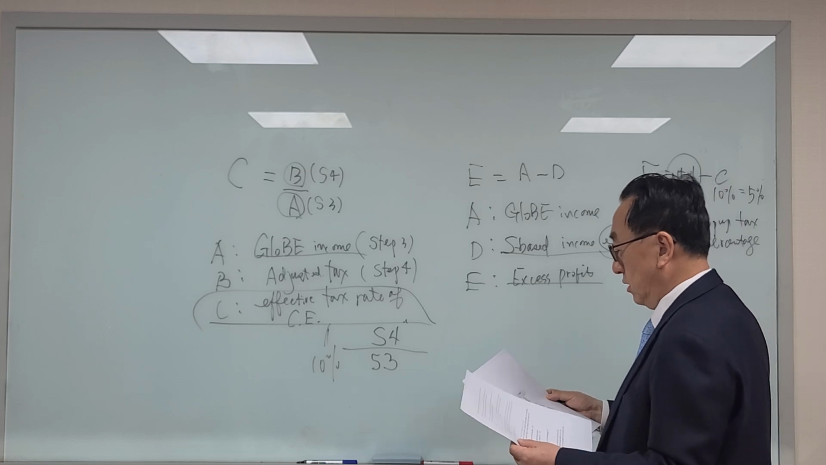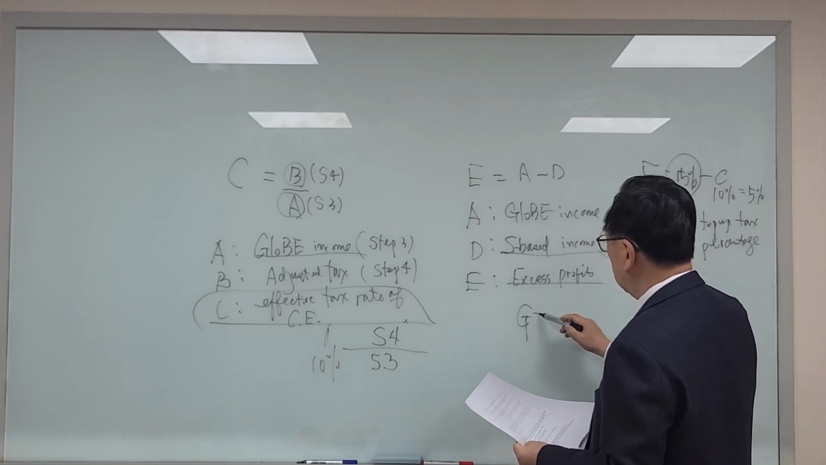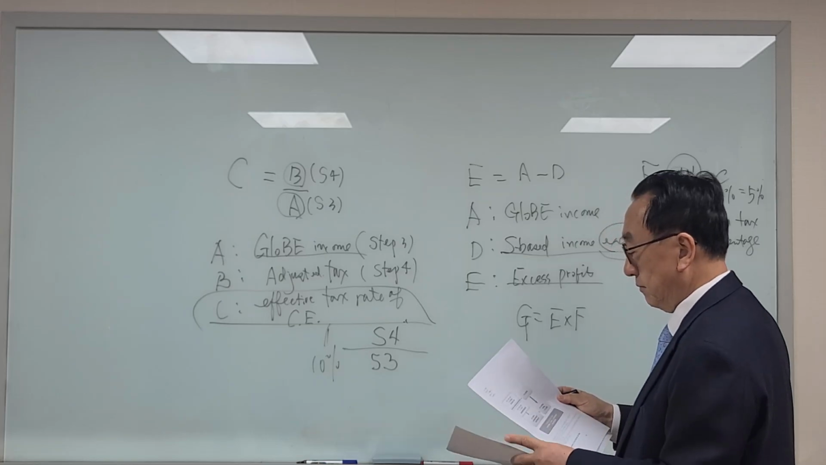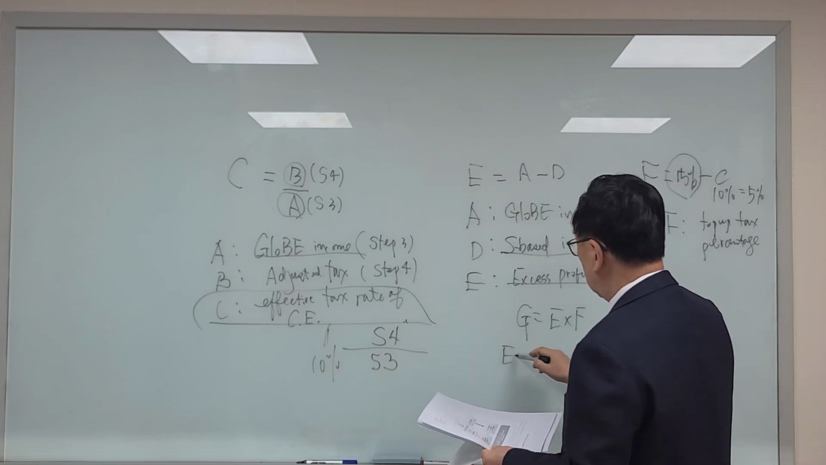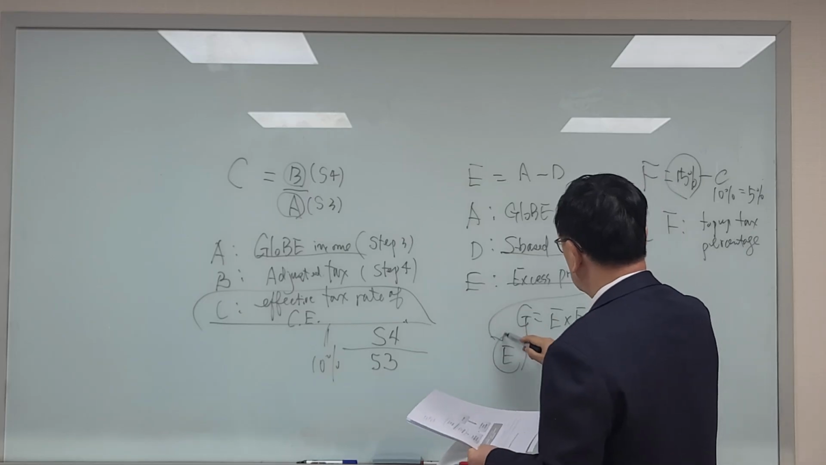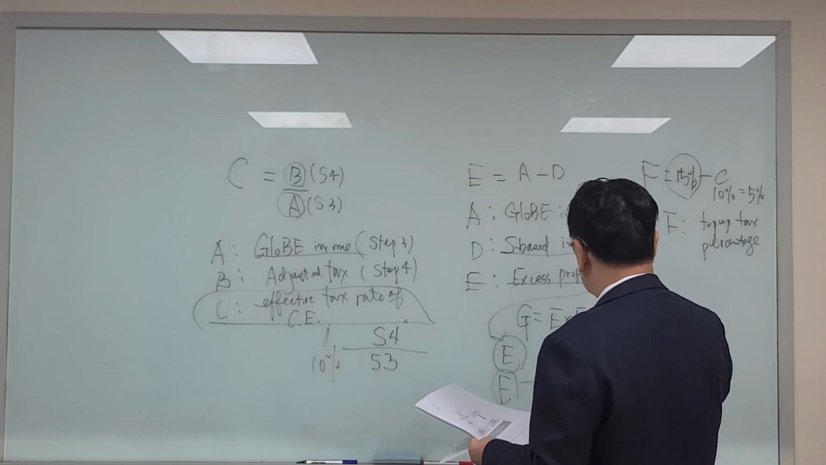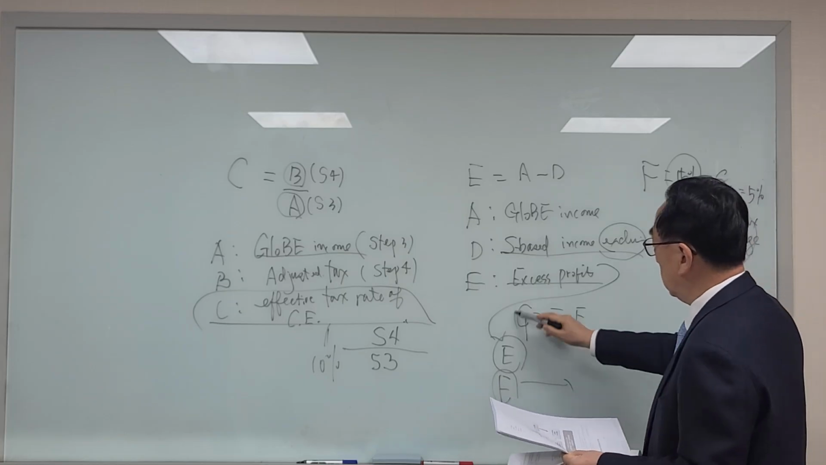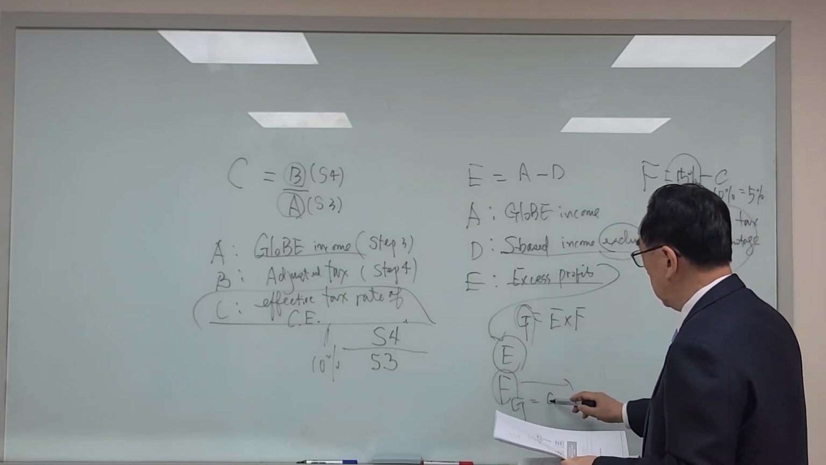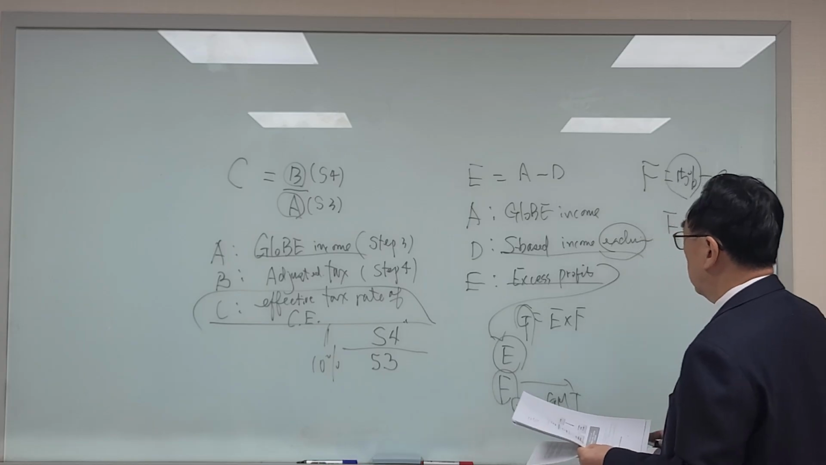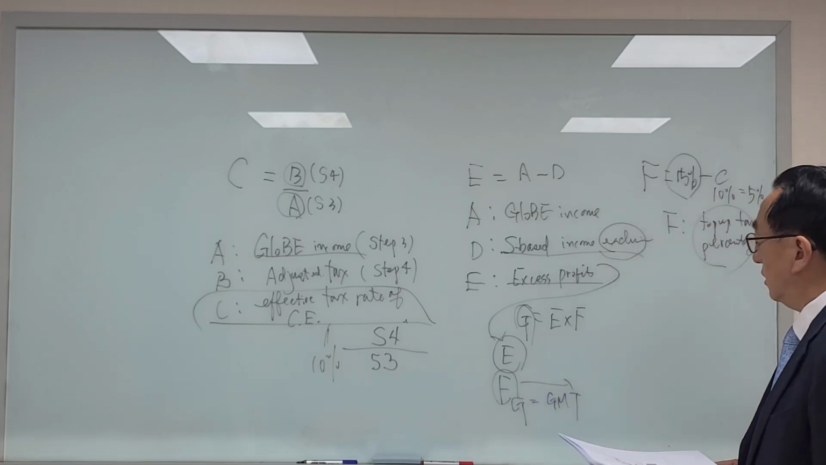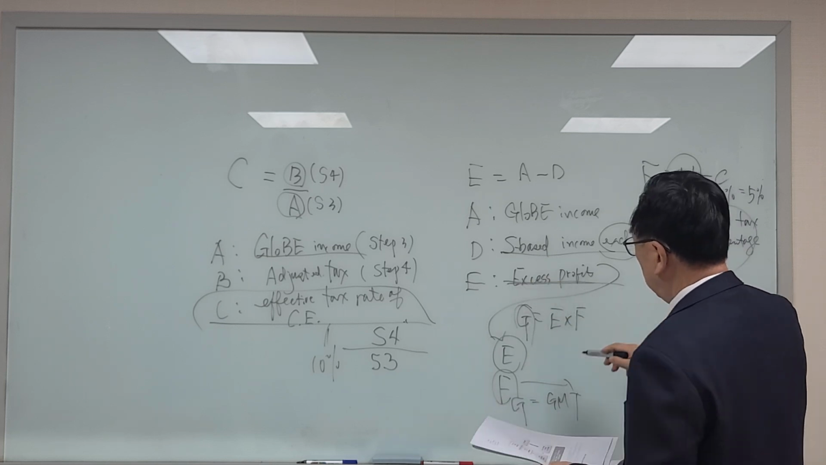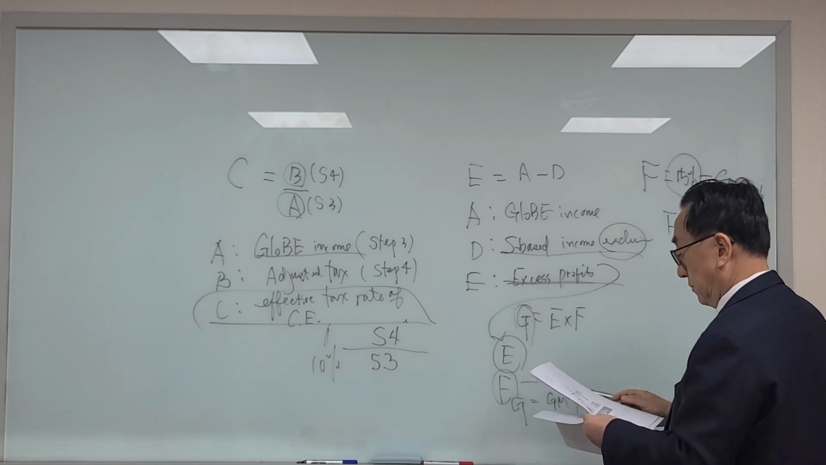And G equals E multiplied by F. E equals excess profit. F equals the top-up tax percentage. Okay. So G is GMT, global minimum tax. So global minimum tax is computed by multiplying the excess profit by the top-up tax percentage.